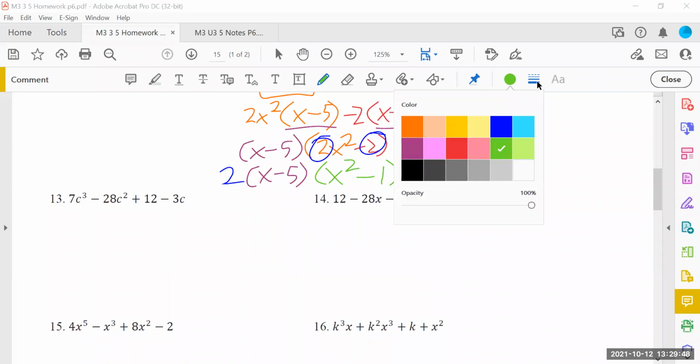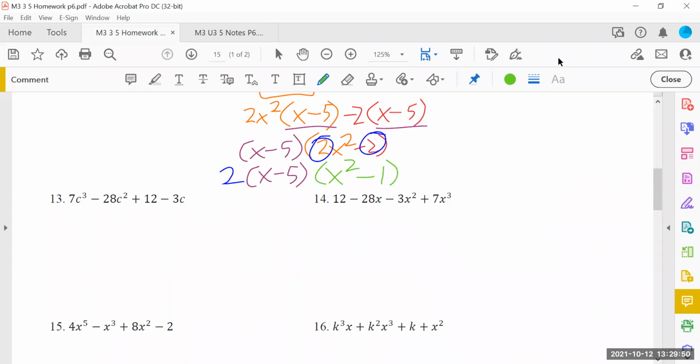Now, am I done now? The x squared minus 1 is another difference of squares. I've run out of room though, so I'm just going to erase it and put in its place x plus 1, x minus 1. That's our fully factored form. Does that make sense to everybody?